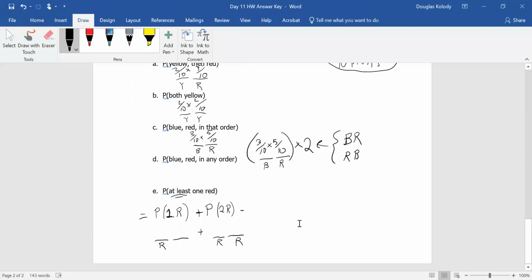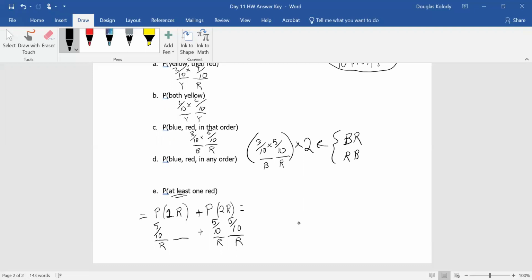Last but not least, at least 1 red. So I kind of set this up. At least means that number or more. So either 1 red or 2 red. Let's start with the 2 red. Red is just 5 out of 10 times 5 out of 10. To get 1 red, that means to get a red, which is 5 out of 10.